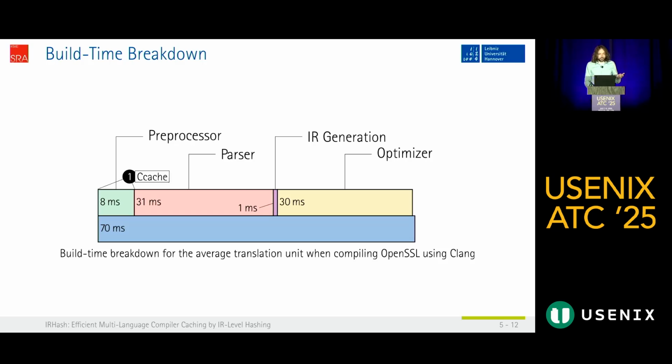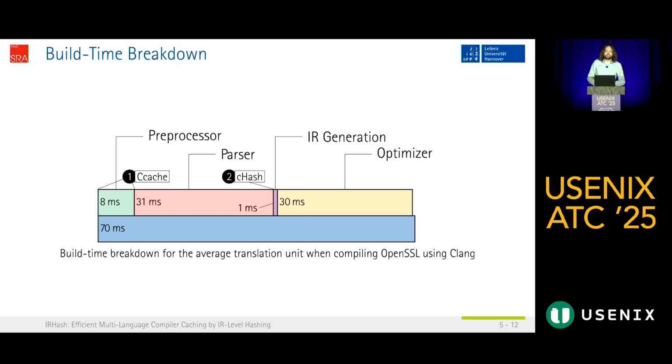So what cCache does is work on the level before and after the preprocessor. They hash the source code as is on disk. But if they have a cache miss, they also run the preprocessor and hash the source code after the preprocessor again. This works. They can save a lot of time because they can skip the parser and optimization phases of the compiler.